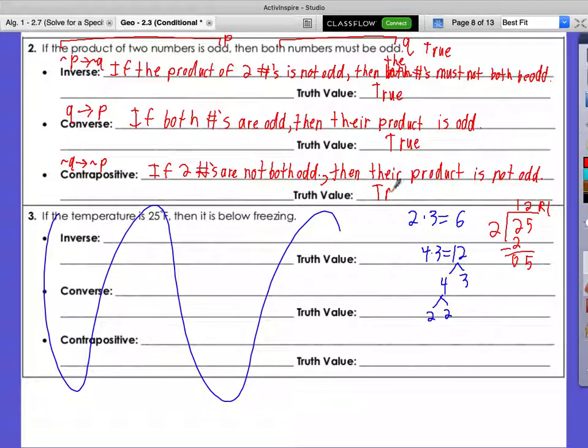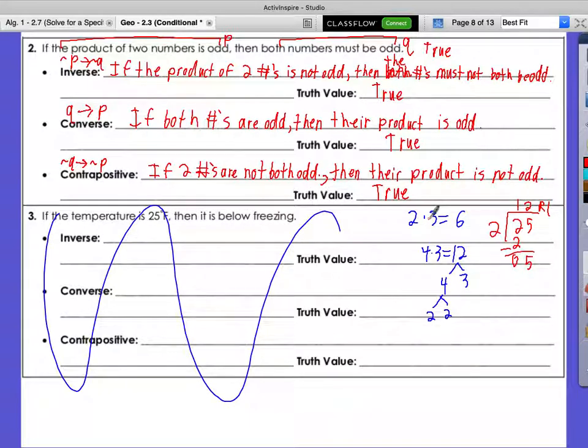That is true. It's not even either, but it didn't say it has to be even. It says it's not odd. So it works. Let's try a negative number. -5 and -4. They're not both odd. -5 times -4 is +20. Is 20 odd? No, so it works.